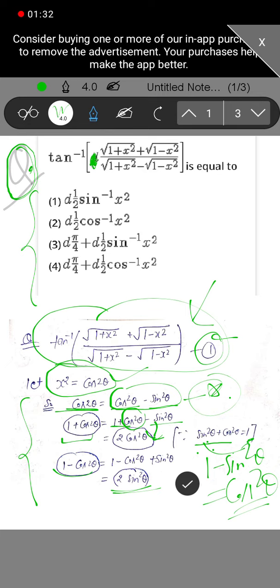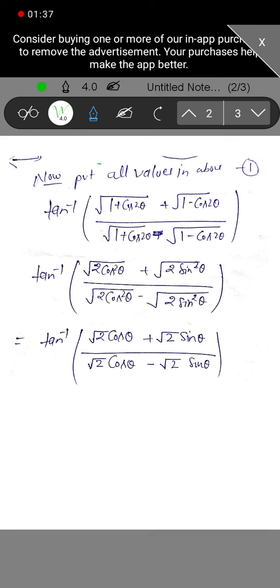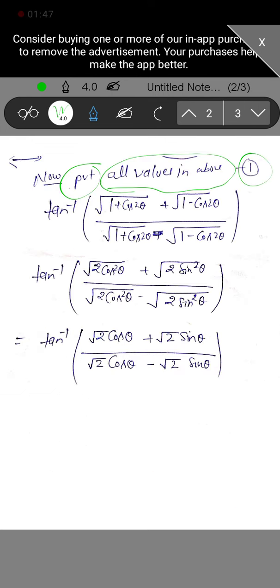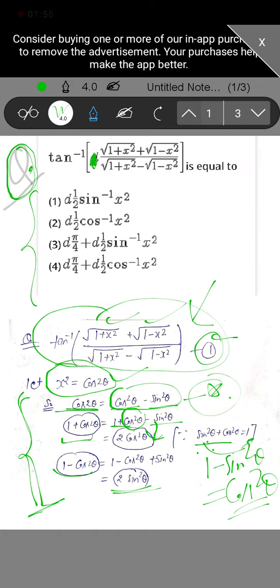After this calculation, let's move to the second part, the second page. Now we put all the values in the above one. The values we have calculated here, we are going to use them here. So in place of x square, I have put cos 2 theta. Just replace x square by cos 2 theta, so we get this equation. Now I am replacing 1 plus cos 2 theta by this value.